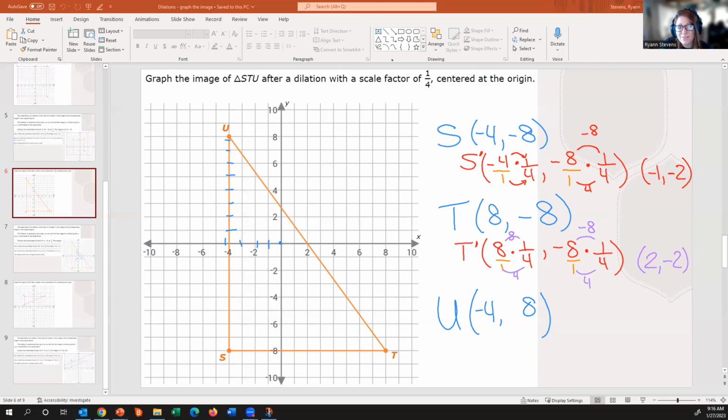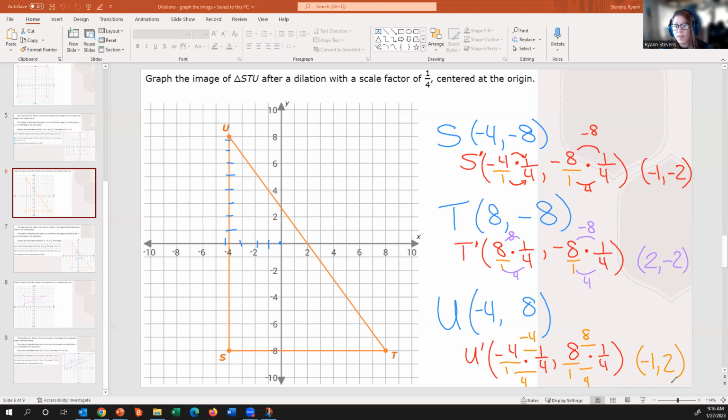And then the last one that we have is going to be the image of U. So U, -4 times 1/4, and then +8 times 1/4. We're going to make both of these whole numbers fractions, and then we're going to multiply across. So -4 times 1 is -4. 1 times 4 is 4. Remember division. -4 divided by a +4 would give us a -1. And then 8 times 1 is 8. 4 times 1 is 4. So 8 divided by 4 would give us a +2.